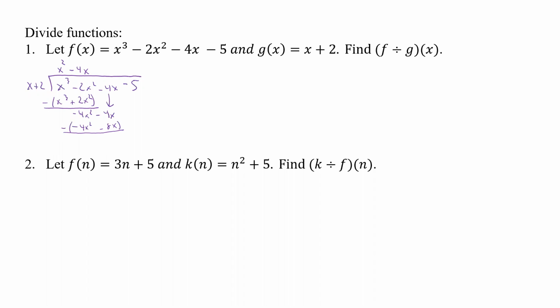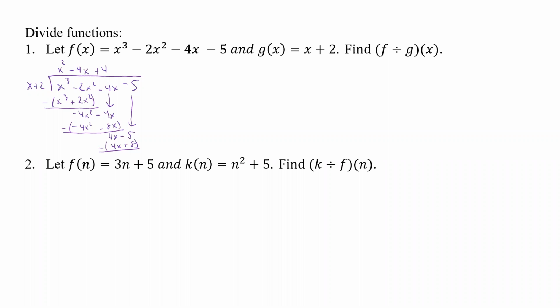Again, we subtract that whole thing off. That becomes 0. A minus 4 plus 8 is going to be 4x. Now we bring down our minus 5. So this is going to be plus 4. Now we're going to run out of room. And so that's going to be 4x. And that's going to be plus 8.